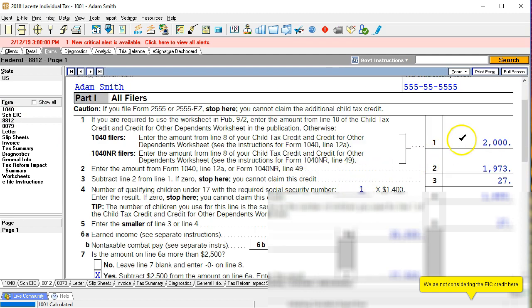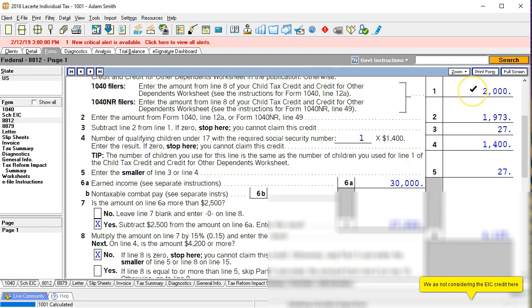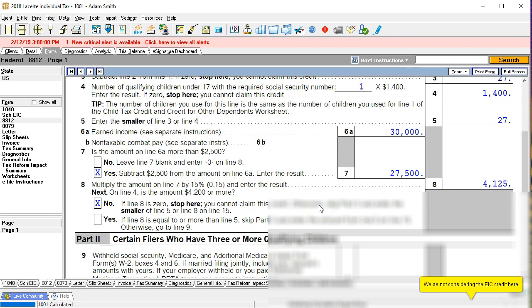Here's the form 8812, which we basically start off with the credit of the 2,000. Note the limit here is 1,400. So this additional child tax credit cannot go above that 1,400, and then you can go through the calculation, which of course is the 27 to bring it up to basically the max of the 2,000 between the two. It's kind of how you can think of it.